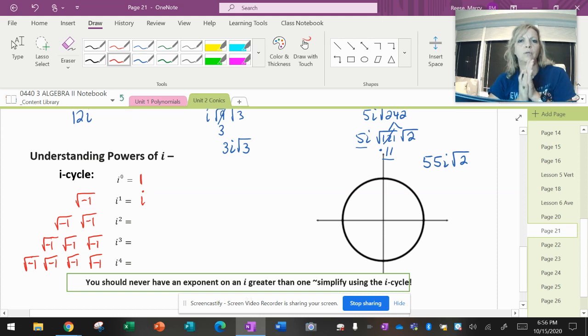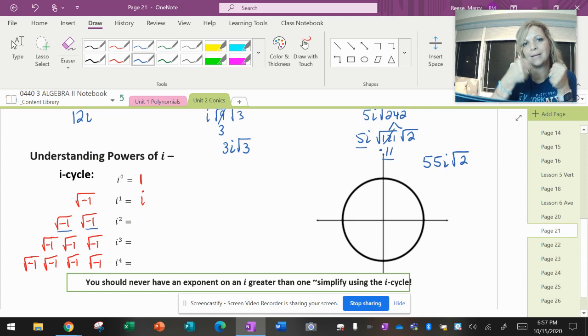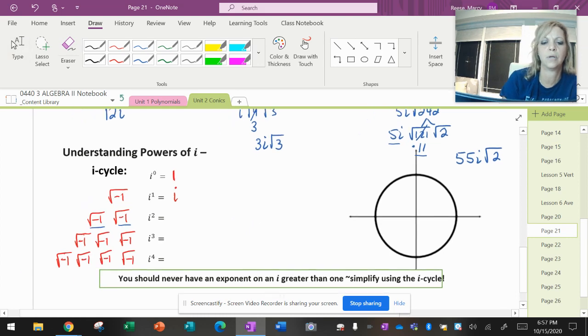Now we start getting into what we call the i cycle. So, okay, anything to the 0 power is 1. i to the first is just i. i to the second, now remember, this means there are 2 of these, right? There are 2 square root of negative ones. So if I have a square root and I multiply it by itself, doesn't it just come out of the square root? So let me show you an example, and then I'm going to erase it.